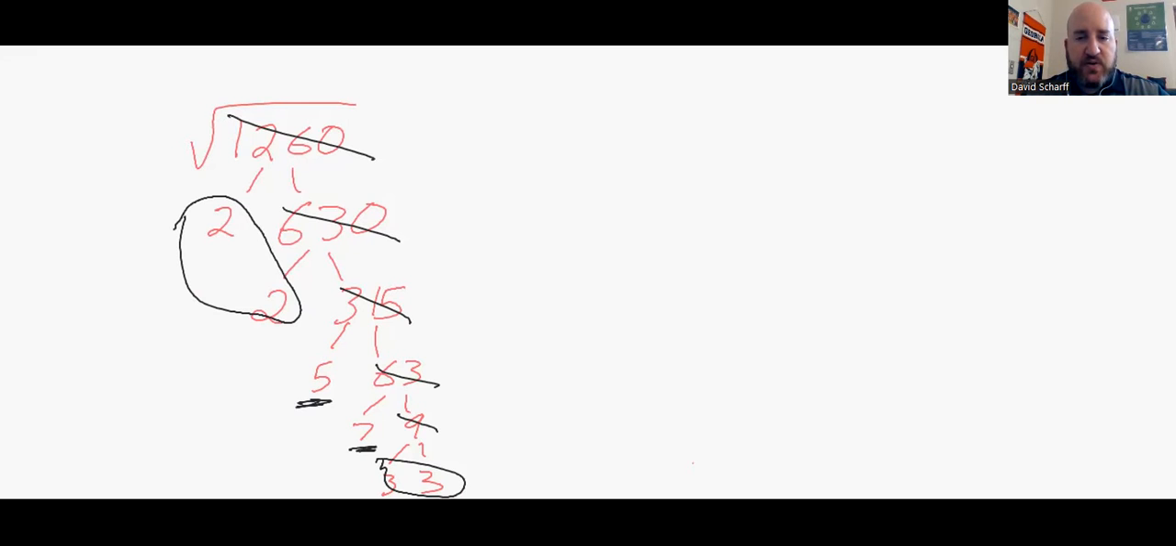So for my pair of 2s, let me draw the square root sign. My pair of 2s goes out of the house. My pair of 3s goes out of the house. My single 5 goes in the house. My single 7 goes in the house.